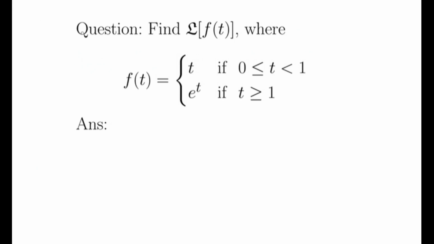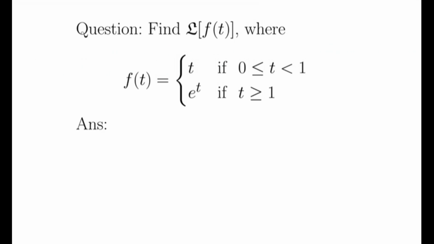In this video, we will find the Laplace transformation of the given function f(t), where f(t) is defined as t when t is in [0, 1), and it is e^t when t is bigger than or equal to 1. So, we will find this Laplace transformation by using some formulas on the Laplace transformation of the unit step function. Before that, we need to write this f(t) as some combination of unit step functions.